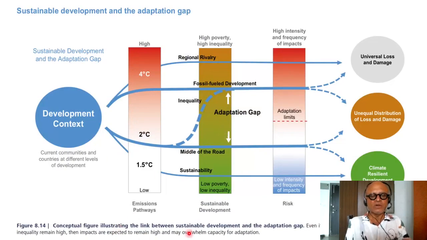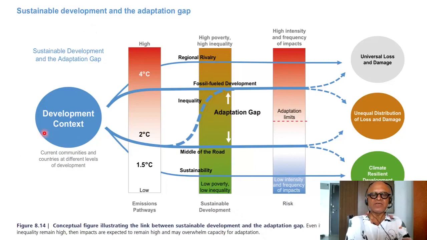So this is a conceptual figure illustrating the link between sustainable development and the adaptation gap. Sustainable development and sustainable development goals are always considered to see if adaptation and mitigation efforts are going independently of each other and not really tracking their impact, positive or negative, on the sustainable development goals, which cover everything from access to clean water, sanitation, education, women's health, children's health, and so on. So here we have sustainable development and the adaptation gap.